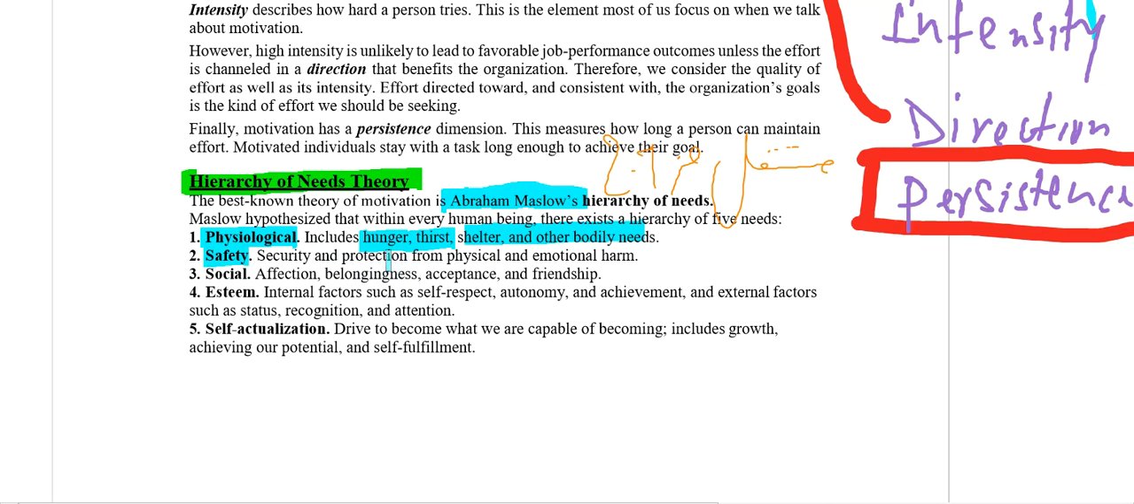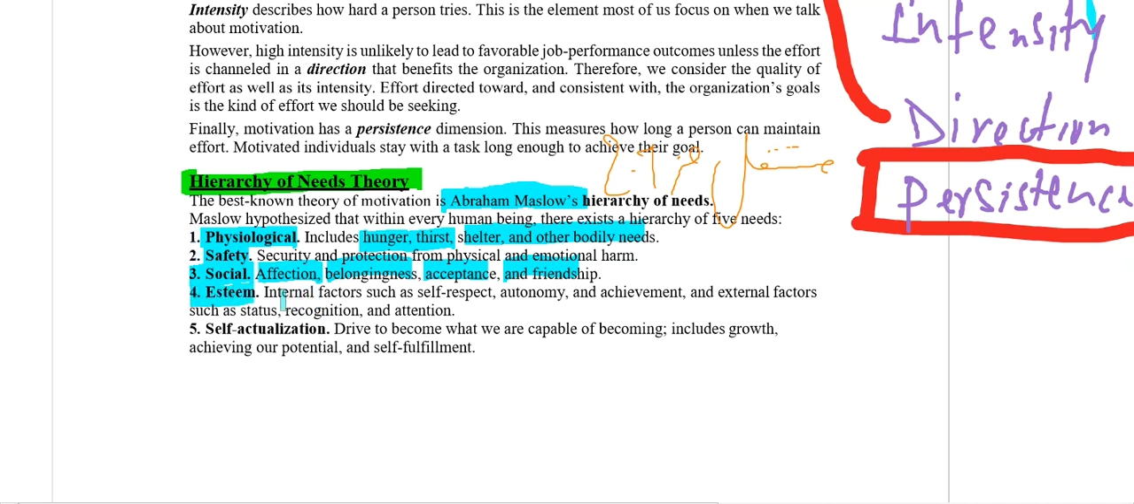Safety means security: physical security, household security, security in having very good and safe, hygienic food. Number 3, after having safety, we will go to become social. Social means increasing social circle, getting affection from friends, having parties, acceptance and friendship with other people, having get-togethers again and again. So we will definitely increase our social circle just because we have already filled our physiological and safety needs.